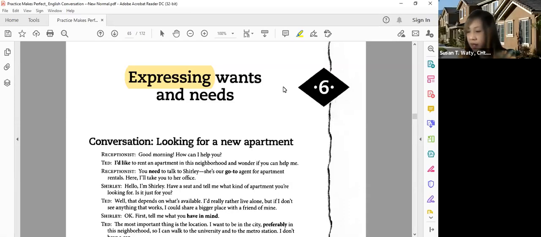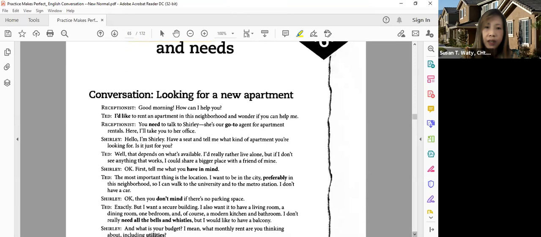Today we're starting with a new chapter. We're learning chapter 6. Chapter 6, we are learning how to express your wants and your needs. Especially for this chapter, we're talking about how to look for a new apartment. So you are going to an apartment complex and talking to the salesperson there.